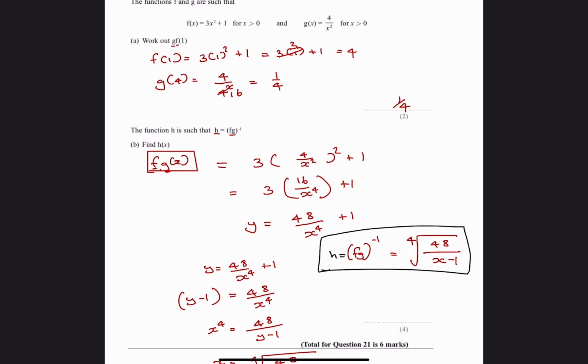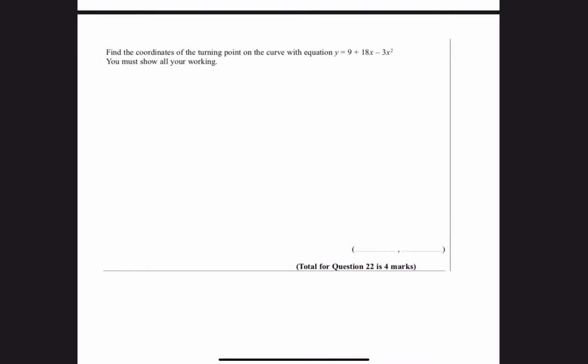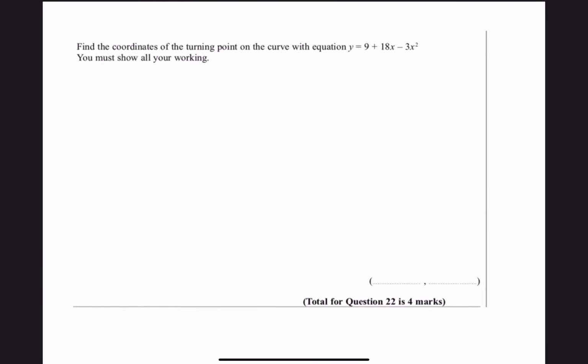The next one. Turning point. I always like to write x squared, x and number. So minus 3x squared first, plus 18x, plus 9. What should I take common? Remember, the minus 3 is there. Take the minus 3 outside. y is equal to minus 3 outside. I'm not going to worry about the 9. Just minus 3 for the first two. The x squared and x is enough.